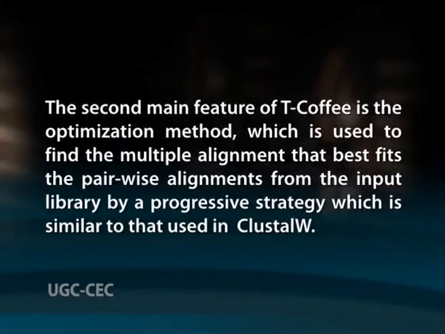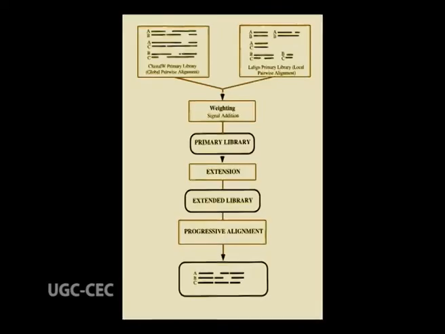First, it provides a simple and flexible means of generating multiple alignments using heterogeneous data sources. The data from these sources are provided to T-Coffee via a library of pairwise alignments. T-Coffee, by using a library that was generated using a mixture of local and global pairwise alignments, computes multiple alignments. The second main feature of T-Coffee is the optimization method, which is used to find the multiple alignment that best fits the pairwise alignments from the input library by a progressive strategy which is similar to that used in ClustalW.